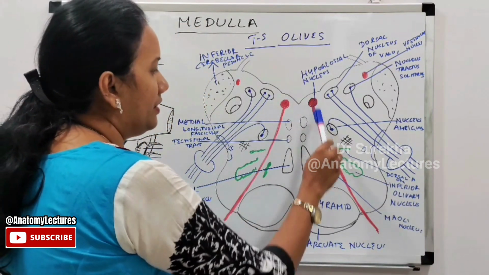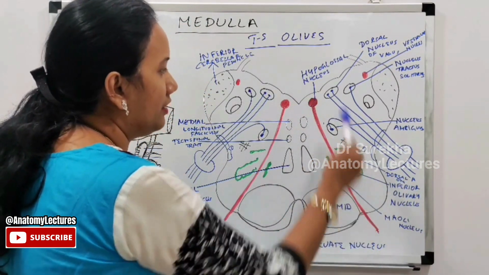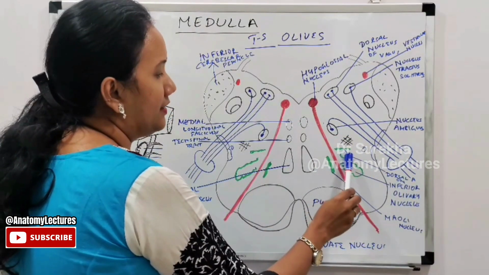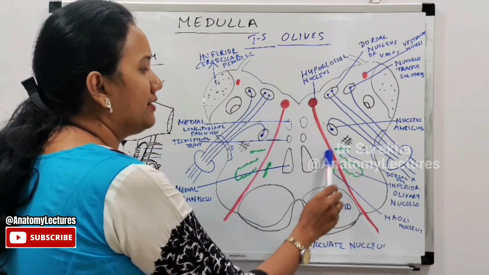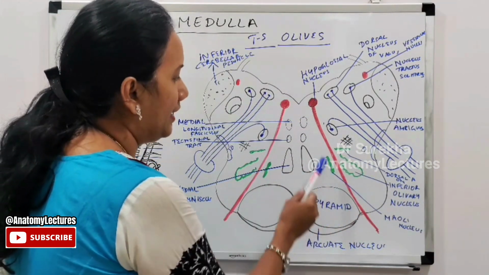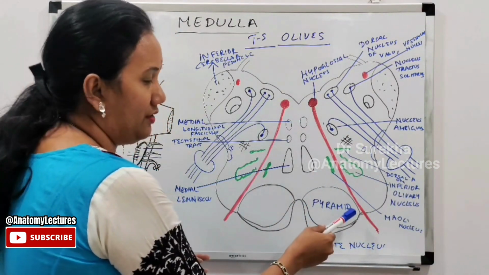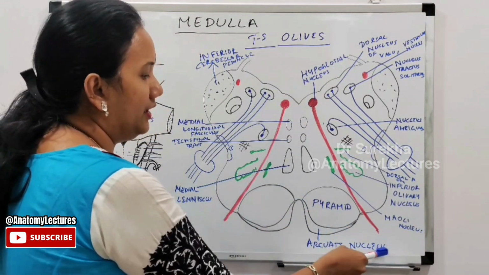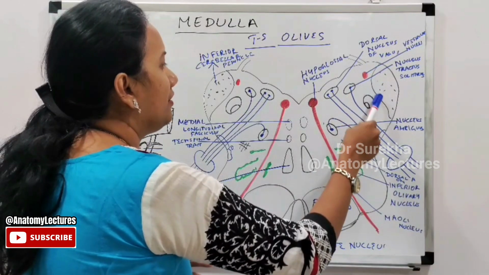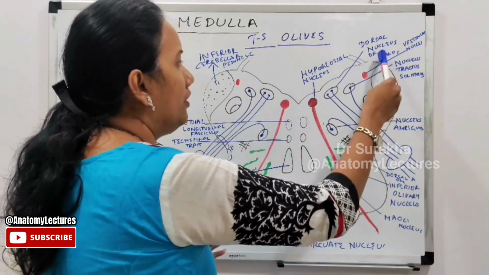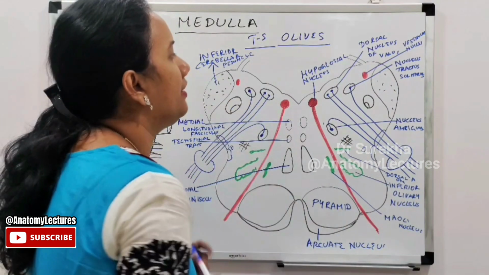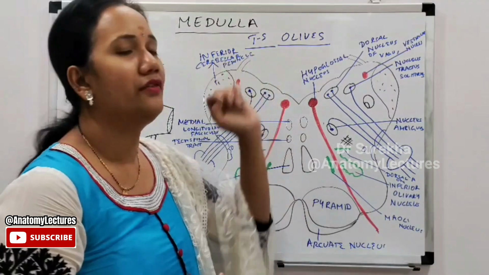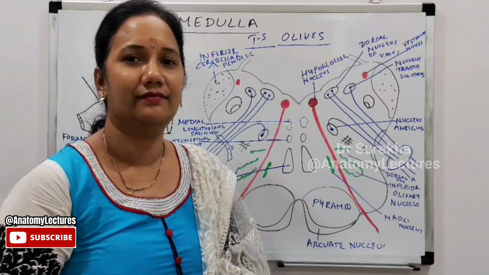And you can see emergence of two cranial nerves, that is hypoglossal nerve and the vagus nerve. You can see the olivary nuclear complex that is formed by the inferior olivary nucleus and its two accessory olivary nuclei. And anteriorly you have got the pyramid which is occupied by the pyramidal tract, and anteromedial to the pyramid you have got the arcuate nucleus, and in the posterior aspect, that is dorsolaterally, we have got the inferior cerebellar peduncle. So this is in total about the transverse section of the medulla at the level of olives.